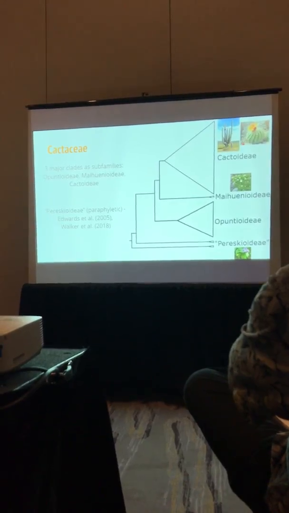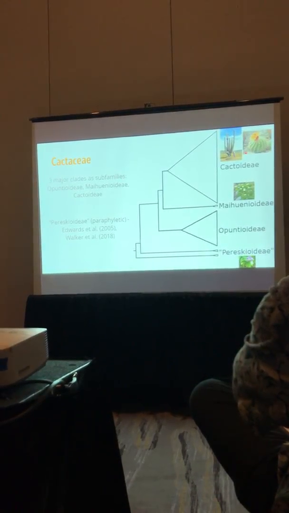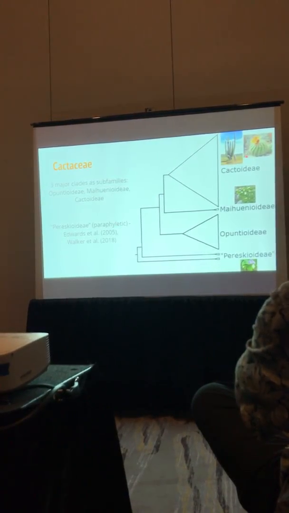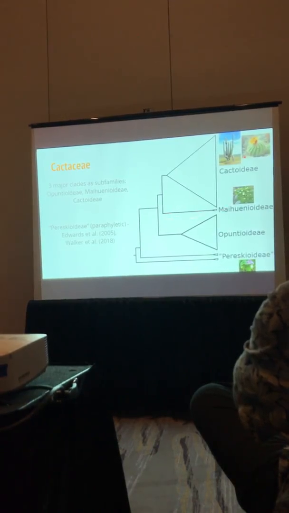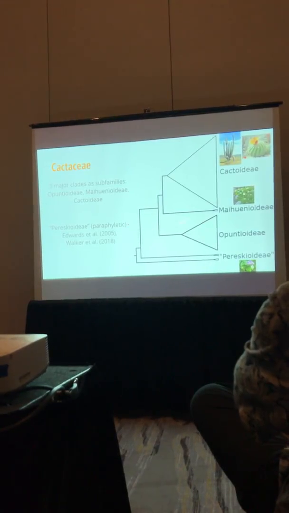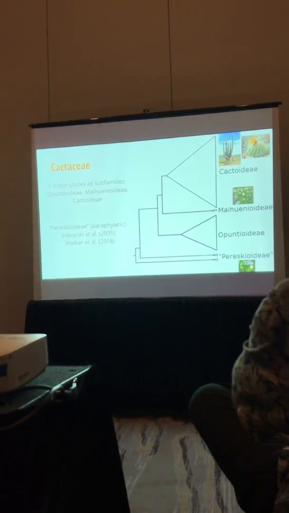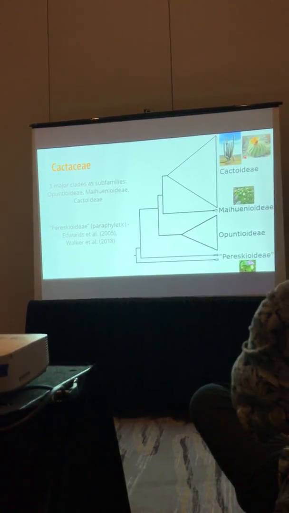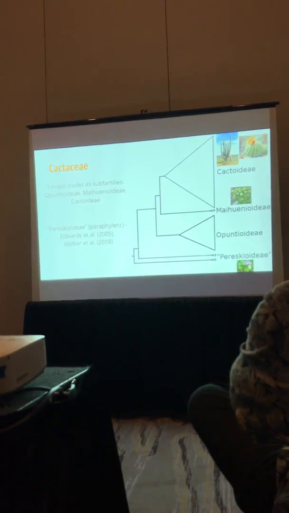The family is basically composed of three major clades that we recognize as subfamilies: the Cactoideae as the most diverse subfamily, Maihuenioideae as a monogeneric subfamily, and an iconic group from the South American deserts, and the Opuntioideae subfamily that we'll be talking about more later. The traditional Pereskioideae subfamily has been recovered as a basal grade at the base of the tree of the cacti, so it's not a monophyletic subfamily.